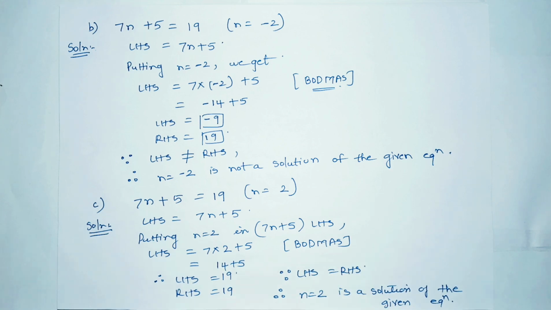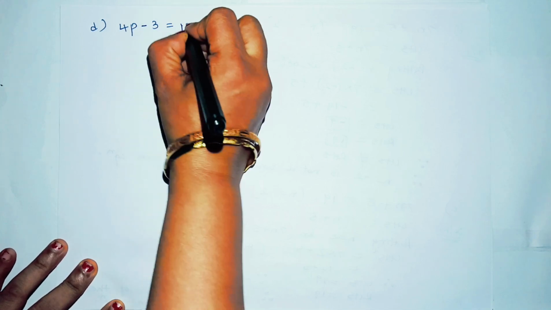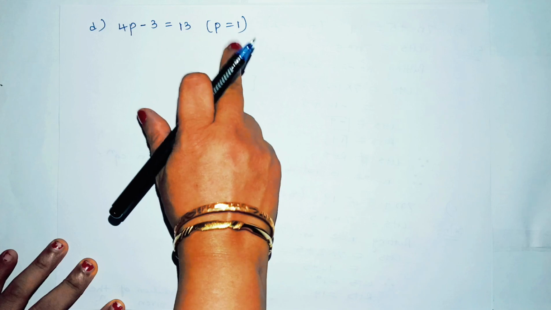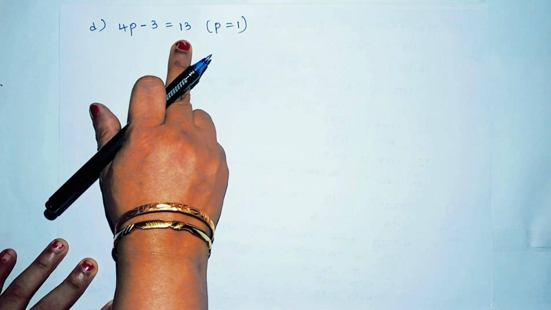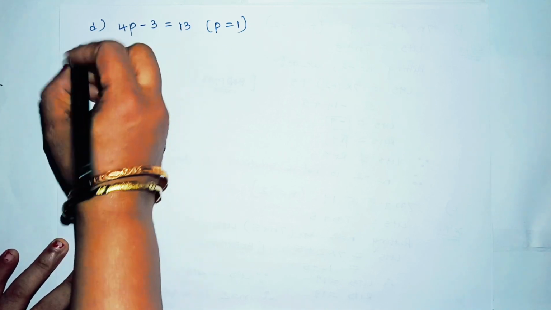Next sum. The question says 4p minus 3 equals 13, p is equal to 1. You have to check whether the value given in the bracket, that is p is equal to 1, is a solution of the given equation or not. And the given equation is 4p minus 3 equals 13.